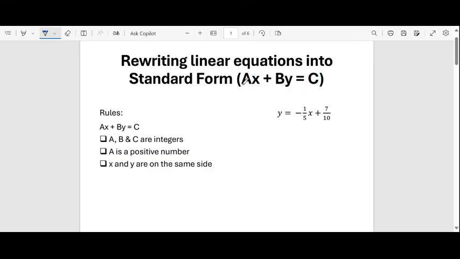A, which is the number touching our x, has to be a positive number. And when it says x and y are on the same side, it just means it looks like this. So you want it to look like ax plus by equals c. Let's go ahead and get started.